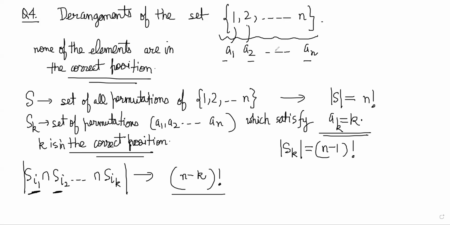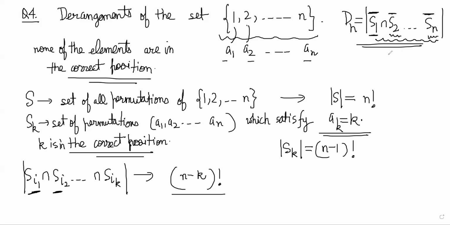So now the number of derangements, when we calculate dn, what we are trying to do is S1 complement intersection S2 complement till Sn complement. This is what we are counting. S1 was the set where first element was in the correct position. S1 complement is the set where first element is not in its correct position. Similarly, second element is not in its correct position and all the elements are not in their correct positions. That is what we are trying to achieve here, right? So if we want to count this, it is a direct application of principle of inclusion and exclusion.